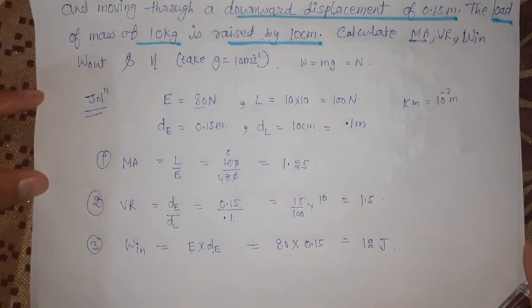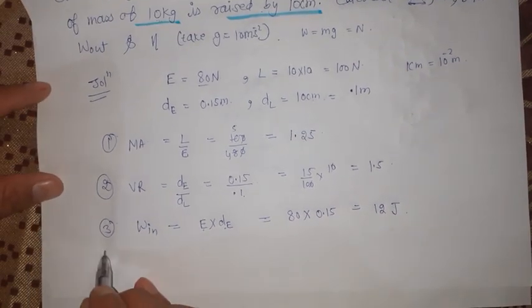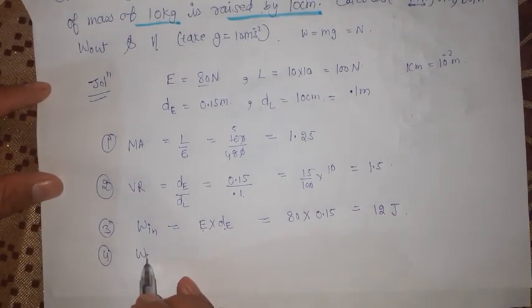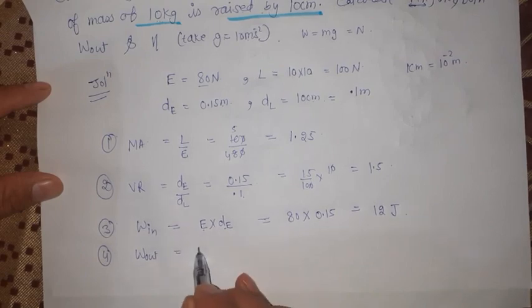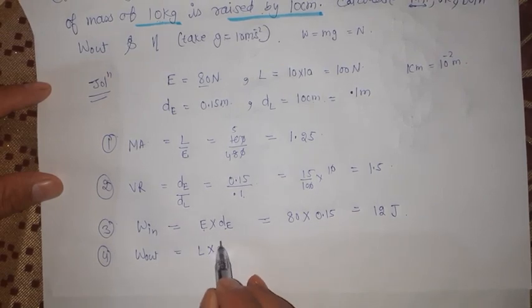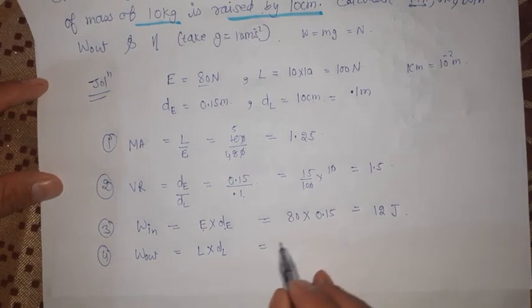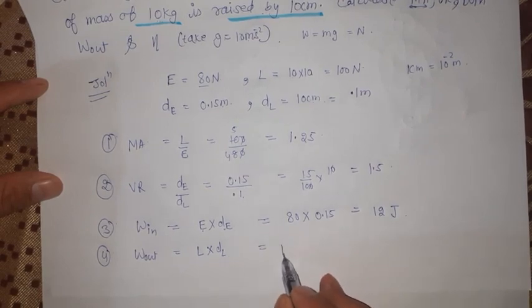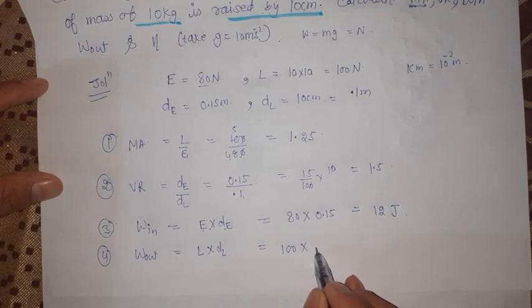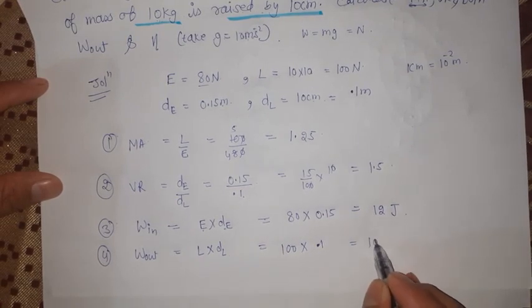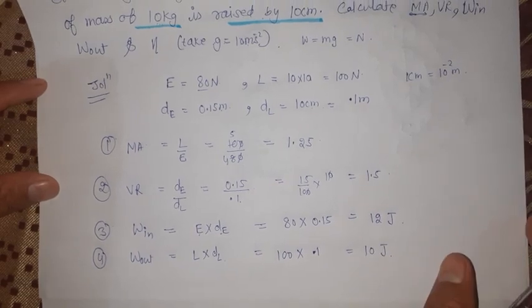So it is joule, because this is work done. And the fourth part of the question is work output. So it is work done on the load by the machine, which is given by L into TL. Which is further equal to, how much is that load? It is 100 Newton into 0.1, which is equal to 10 joule. Okay, this is what I have.